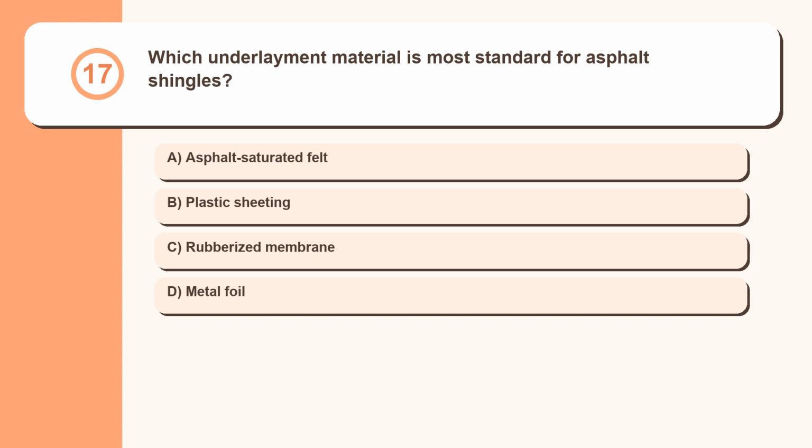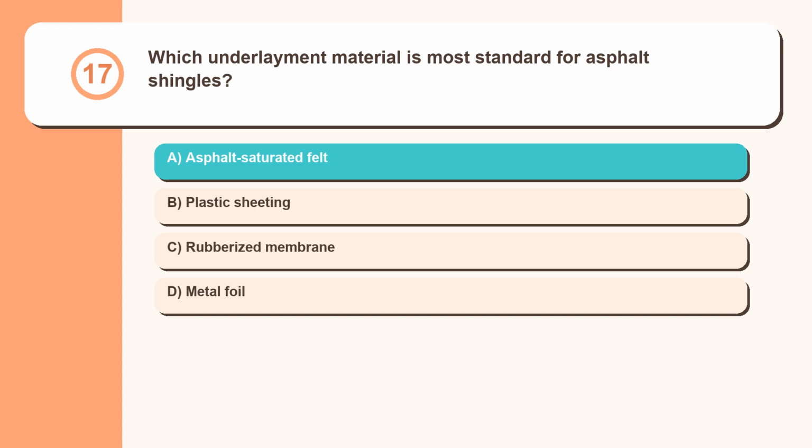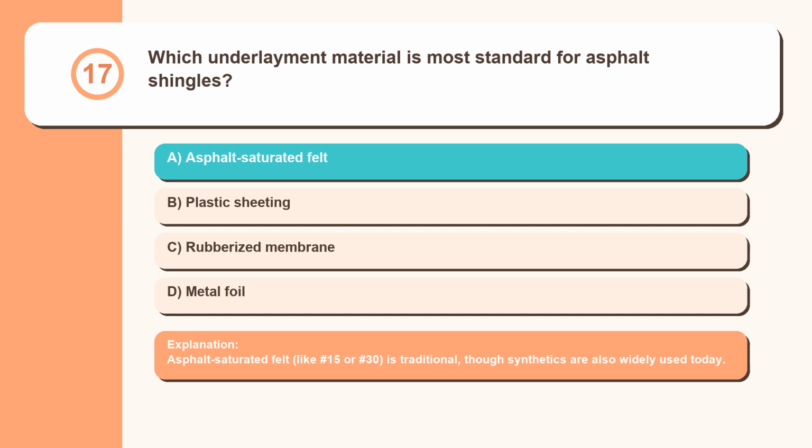Question 17. Which underlayment material is most standard for asphalt shingles? Asphalt saturated felt, plastic sheeting, rubberized membrane, metal foil. Asphalt saturated felt, like number 15 or number 30, is traditional, though synthetics are also widely used today.